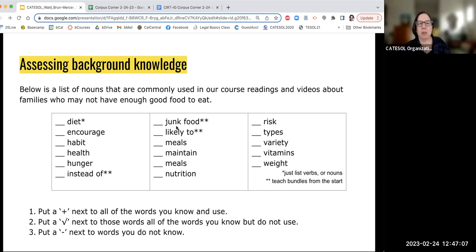Teaching bundles from the start. So I would always, junk food or likely to or something instead of single words. You could do just nouns, just verbs, if it's too much, but this is just assessing their background knowledge. What do they know? What do they not know? What words seem familiar? If this is too much, maybe give a smaller list to help their confidence level, so you don't want them to have too many minuses, right? Or they start kind of freaking out. This could also be changed up into some sort of oral activity if you wanted.